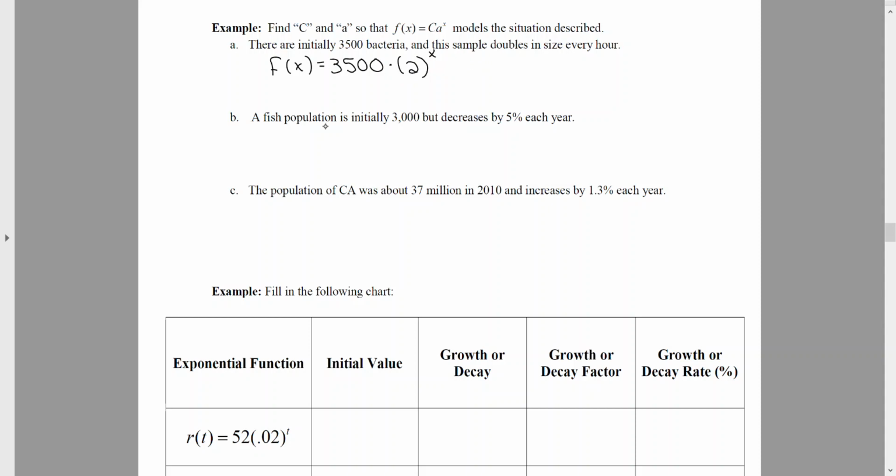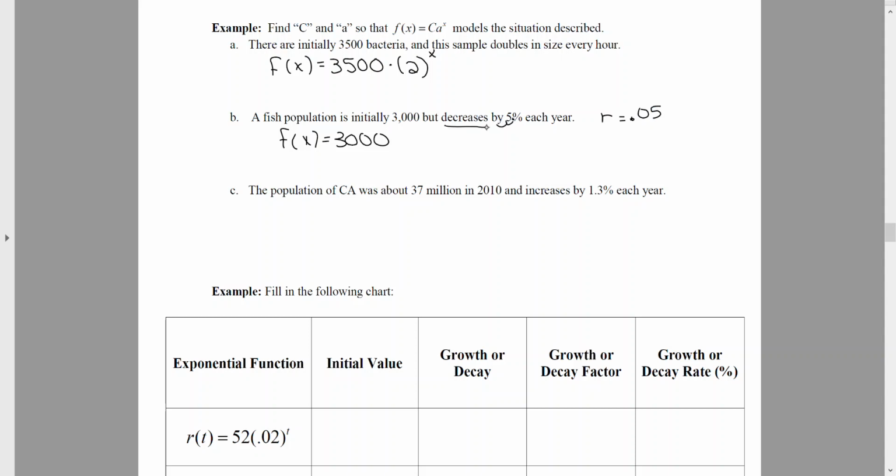For part B, a fish population is initially 3,000. Okay, so I'm going to start out with f of x equals 3,000, but decreases by 5% each year. Now that percent is a rate. We're going to change it to a decimal, 0.05. Move the decimal over, it's behind the 5, 2 places to the left, 0.05.